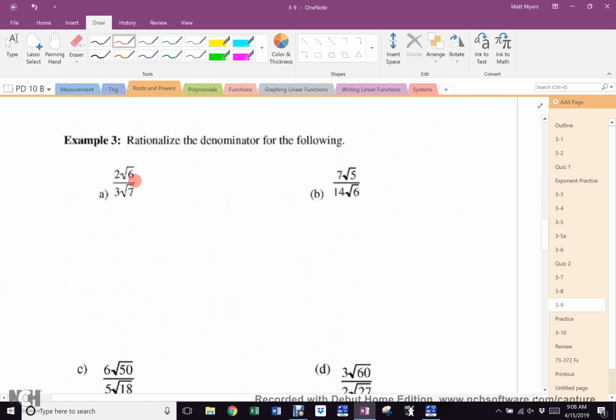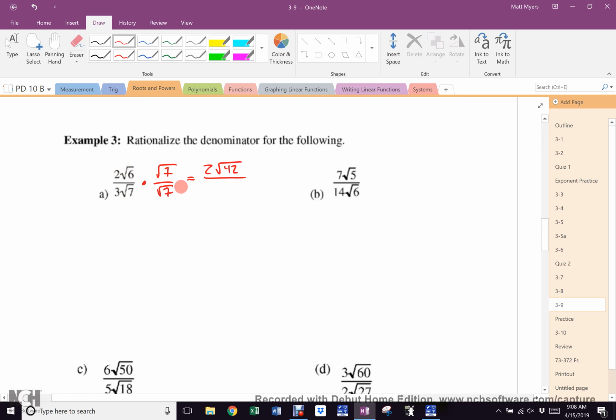How will I get rid? Is this allowed? No. What do I need to get rid of? 3 root 7, correct? So what is the only thing I am trying to eliminate here? Am I trying to eliminate the 3 or the root 7? Root 7. So since I only need to get rid of the root 7, I only need to multiply by root 7 if there's one of them, correct? So what does this numerator become? 2 root what? 42 from our last lesson, right?